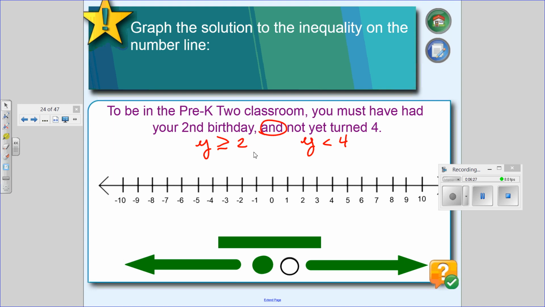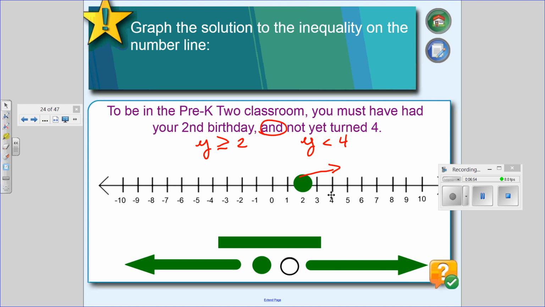y is greater than or equal to 2. Okay, so could you have been 2? Yes, you could. So in this case, I'm going to graph with a closed dot on 2. And the arrow, I'm not going to use that big arrow, I'm going to use a smaller one. The arrow is going to be going greater than 2, and y is less than 4. y is less than 4.